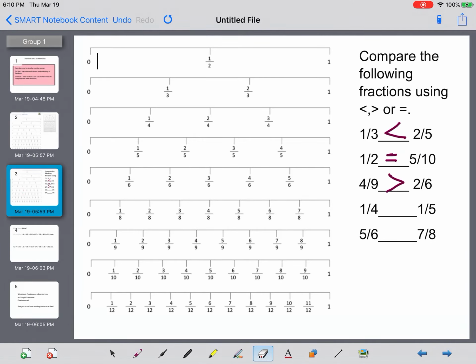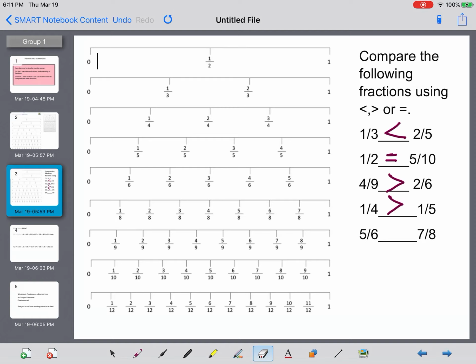All right, let's do another fun one. These next two are actually going to lead into the next part of the lesson, and I'll explain why on the next slide. So 1/4, we have it right here, and 1/5, we have it right here, and if we line those up, we can see that 1/4 is slightly larger than 1/5.